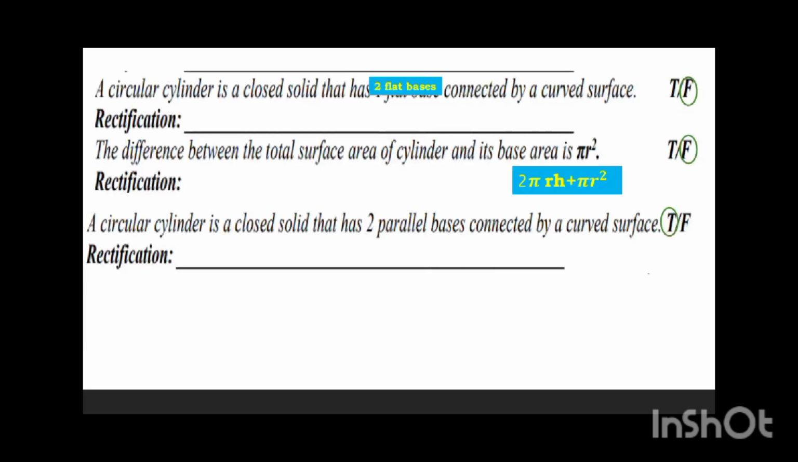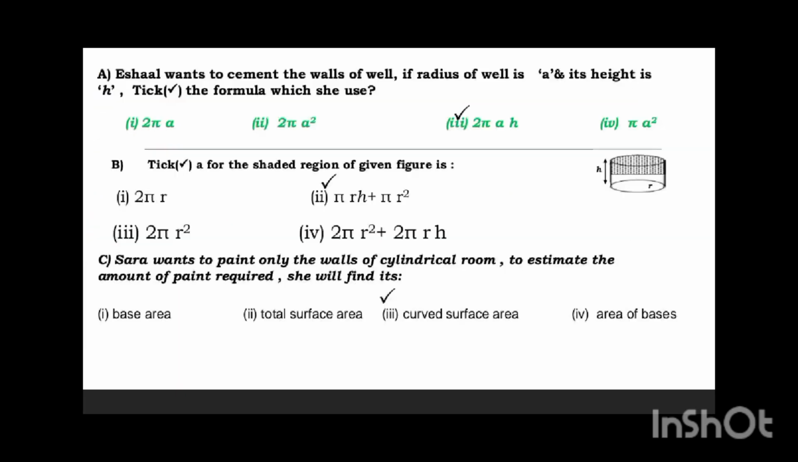Now, a circular cylinder is a closed solid that has two flat bases connected by a curved surface. The difference between the total surface area of a cylinder and its curved surface area is pi r square. Total surface area is 2 pi r h plus pi r square. Now, a circular cylinder is a closed solid that has two parallel bases connected by a curved surface. Yeah, that's true.